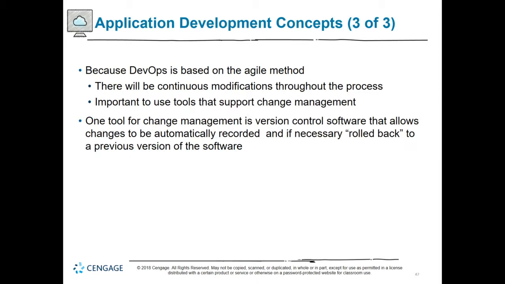All right, so DevOps is going to be based on the Agile method, where there's continuous modifications through the process. We also need to use the tools that support change management. One of the tools here is version control software, which allows the changes to be automatically recorded, and if necessary, we can roll them back to a previous version of the software. So if we get to the point and say, oh wait a minute, we got a problem here, last version worked, let's roll it back.